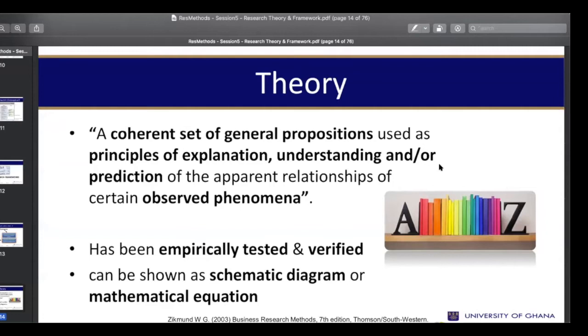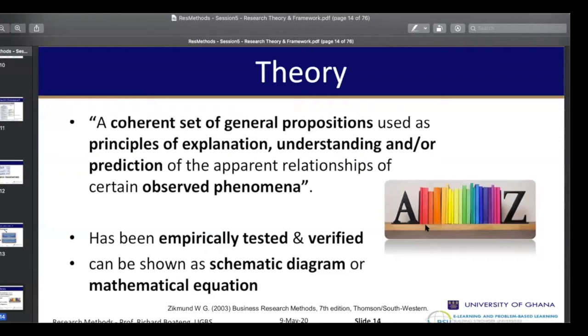A theory has been empirically tested and verified. Theories can be shown in three ways. One, as a normal description in text, with no diagram. Number two, as a schematic diagram. Number three, as a mathematical equation. So don't expect all theories to be a diagram, neither should you expect all theories to be a mathematical equation. You can have a theory that is not a mathematical model and not a schematic or visualized diagram. That can be just text that I explained. Okay.